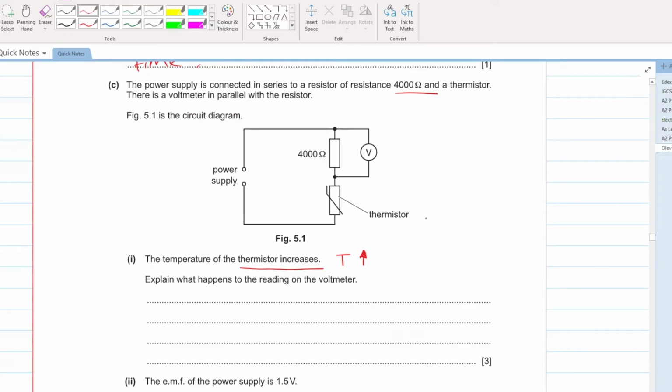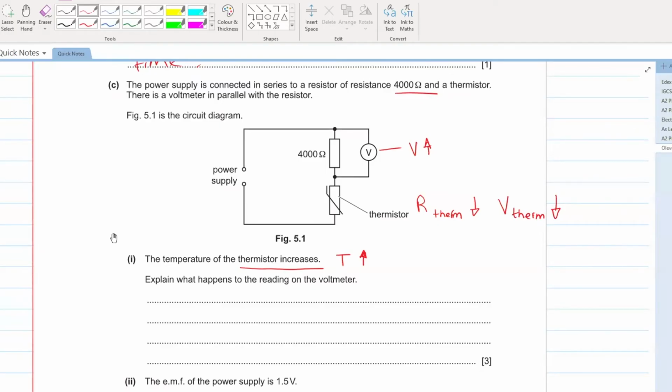As the temperature of the thermistor increases, what will happen to its resistance? The resistance of the thermistor will decrease. As the resistance decreases, the voltage across the thermistor will also decrease. As the voltage across the thermistor decreases, the voltage across the voltmeter increases. Simple as that. Nothing complicated here, a very easy answer.